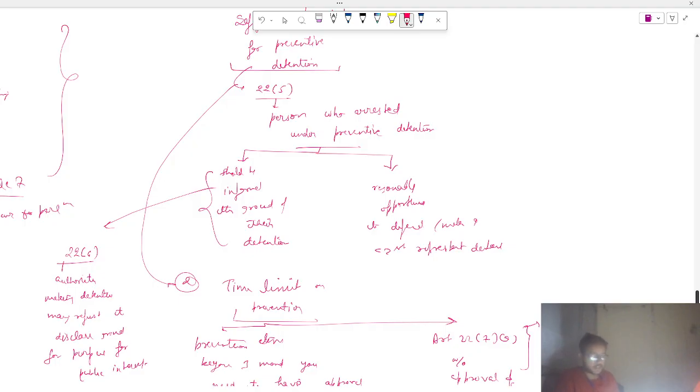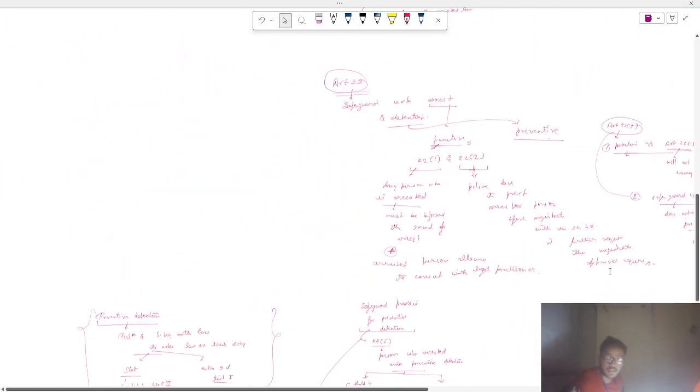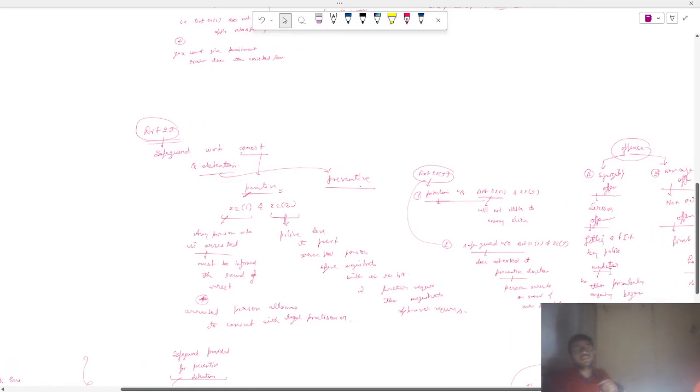Now we have discussed Article 22 in detail. I think it should be clear to you. Article 22 Clause 1 says that any person who has been arrested has the right to be informed of the ground, and the arrested person has the right to consult a legal practitioner. Article 22 Clause 2 is for punitive detention, and the police who have arrested the person should present the person before the magistrate within 24 hours. And Article 22 Clause 3 says that the safeguards given in Clause 1 and Clause 2 will not apply to an alien person.